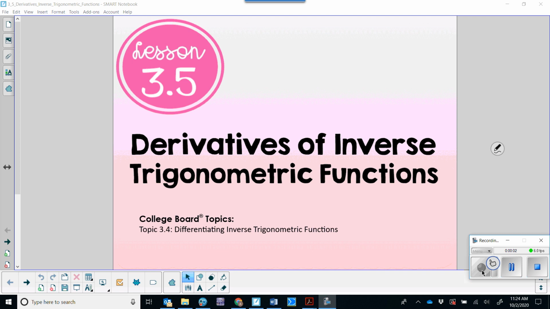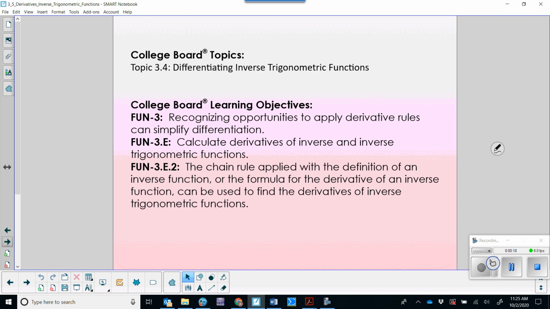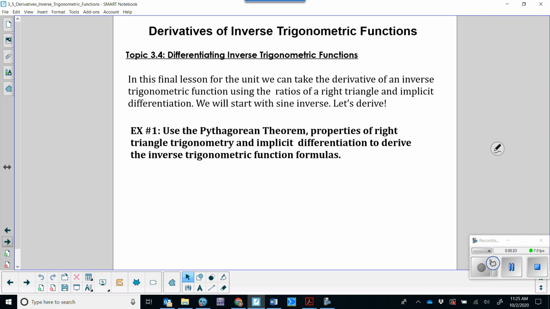We have talked about the derivatives of inverse functions in general, and now we're going to talk about the derivatives of the inverse trig functions. So that's what this lesson will be about, and this will complete the formulas that you need.